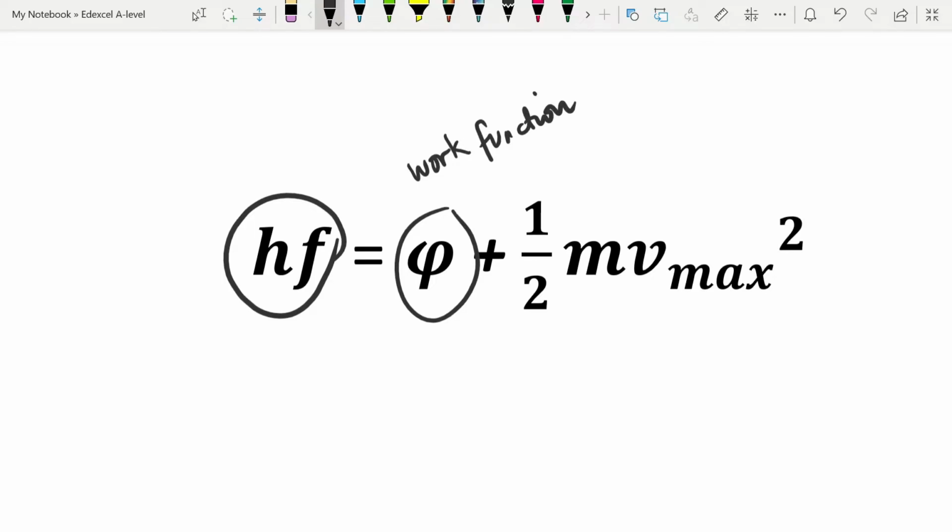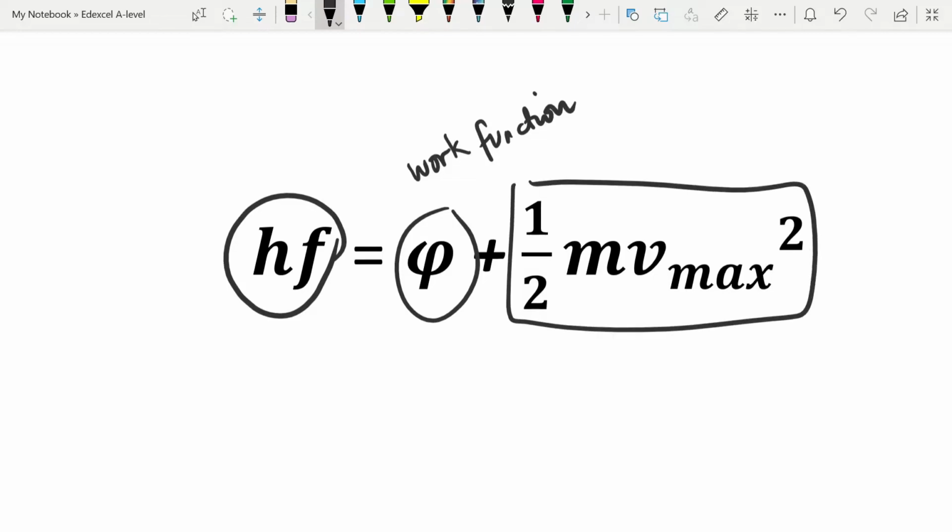That's a property of different metals, so different metals have different work functions. Chemists call this the ionization energy. And then any remainder is half mv squared, the kinetic energy of the photoelectron.